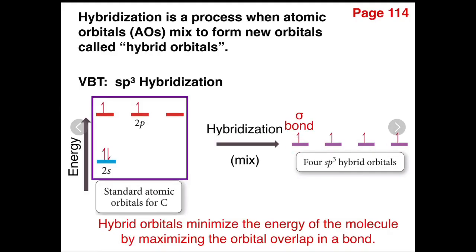Okay, so these are the parts that, when they undergo overlapping, will be head-to-head overlap. It's going to form a sigma bond. So all of this would form sigma bonds. Therefore, carbon can form 4 sigma bonds, or 4 single bonds. The hybrid orbitals minimize the energy of the molecule by maximizing the orbital overlap in the bond.